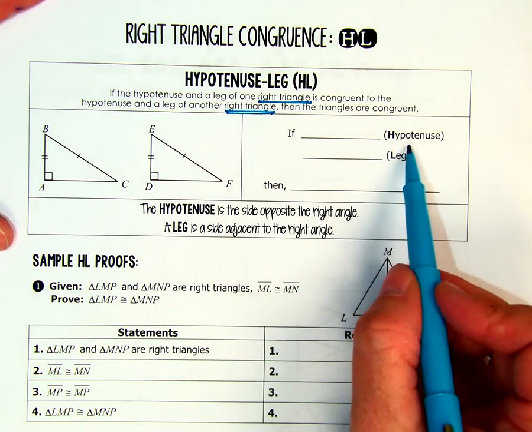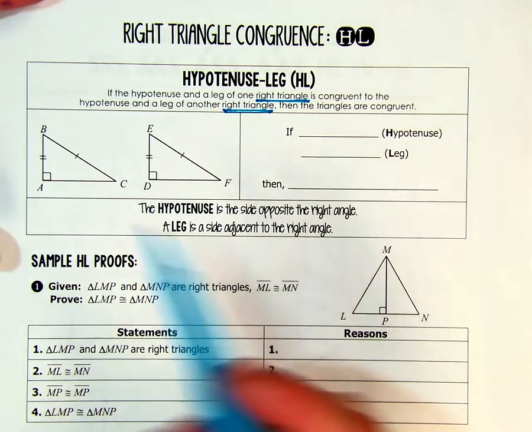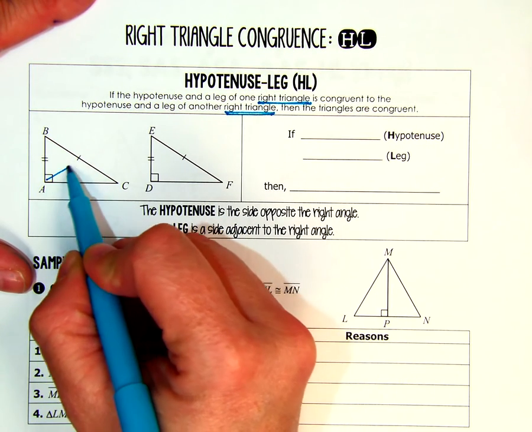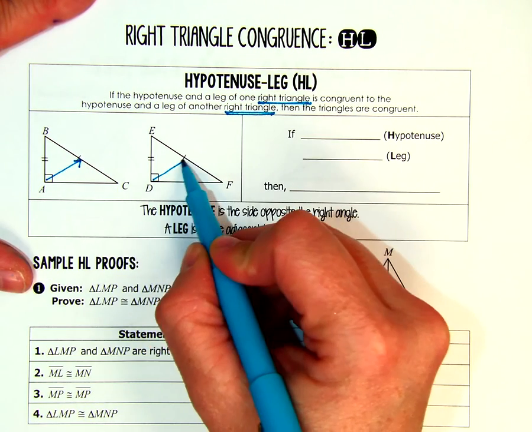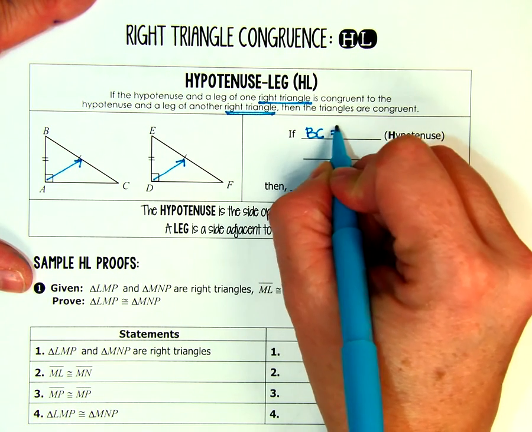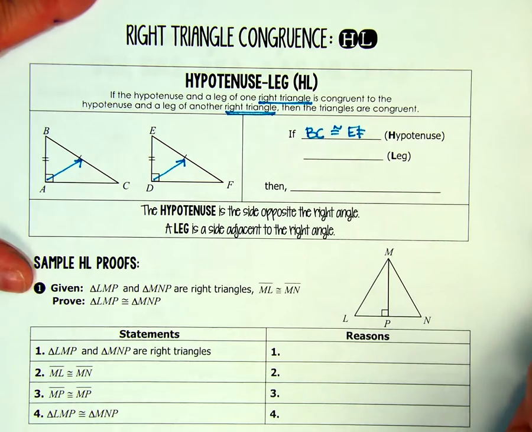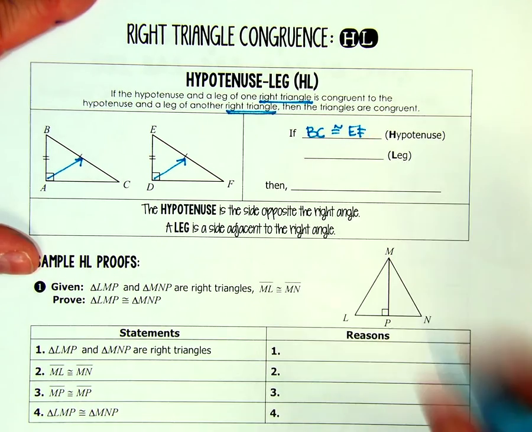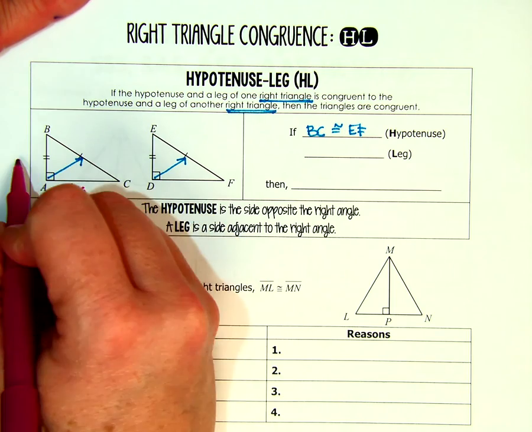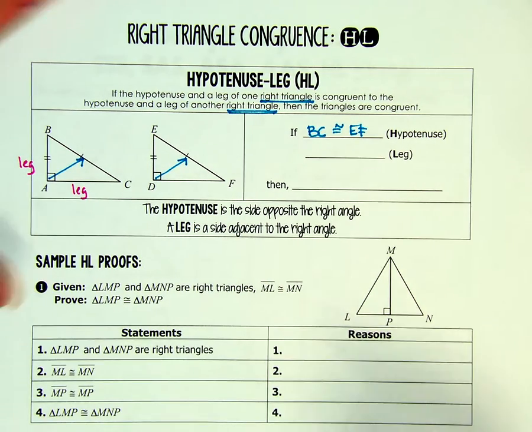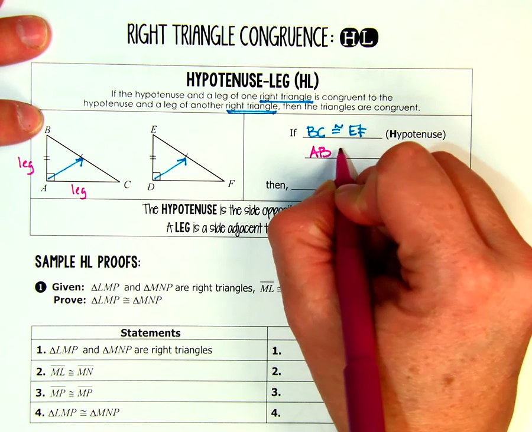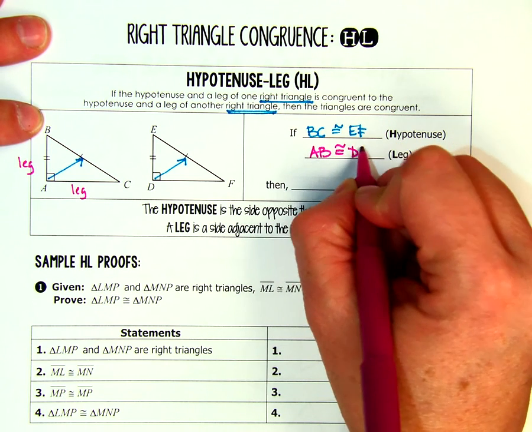So remember, hypotenuse, you cannot say it's the longest side because we don't have any measurements. So you have to know that it is the side opposite the right angle. So I know that BC is congruent to EF. That's the hypotenuse. And another leg. So if you remember, if this is the hypotenuse, then this is a leg and that is a leg. So I know that AB, in this case, is congruent to DE.